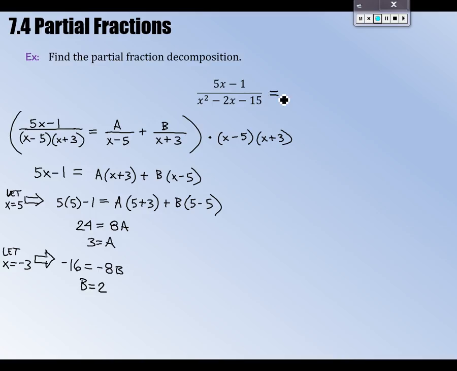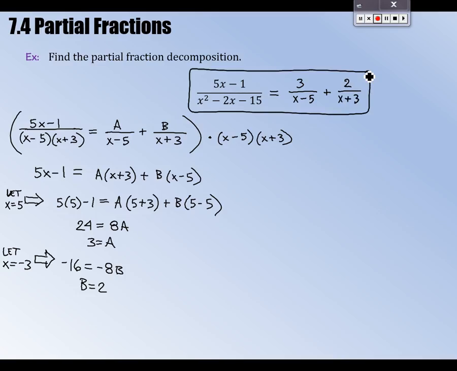All right, so this is cool. I think we did it. We got 3 over x minus 5 plus 2 over x plus 3. And furthermore, so there's the partial fraction decomposition. And furthermore, you can check your answers, couldn't you, by adding them back together in the same way you did in the warm-up today. And check.